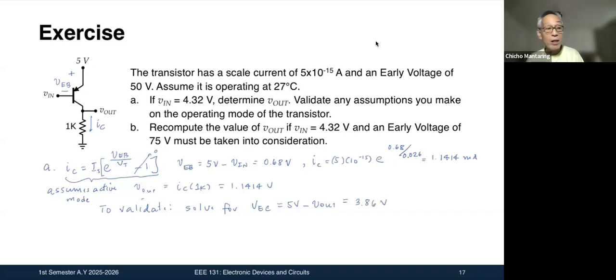3.86 volts. Note that VEC is greater than VEC sat, and therefore your transistor is in active mode. Active mode is confirmed. As long as the emitter to collector voltage is greater than VEC sat, then your active mode is confirmed.